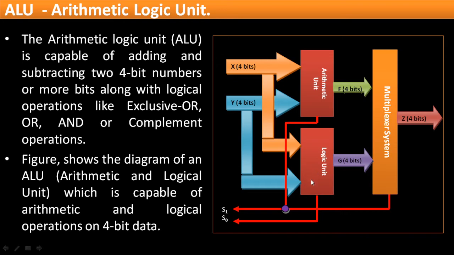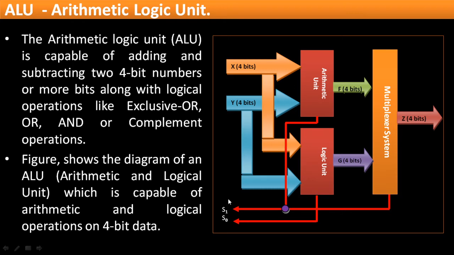Depending on the selection, either the logical unit gets selected or the arithmetic unit gets selected. And again, depending on the multiplexer at the output of the system, the output of the result of the arithmetic unit is either sent to the output of the multiplexer, or the output of the logical unit is sent to the output of the multiplexer system. It all depends on the selection, that is the S1, which selects both the buses, either F or the G at the output.